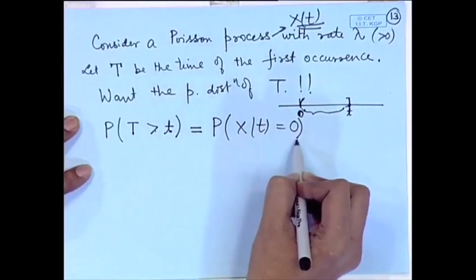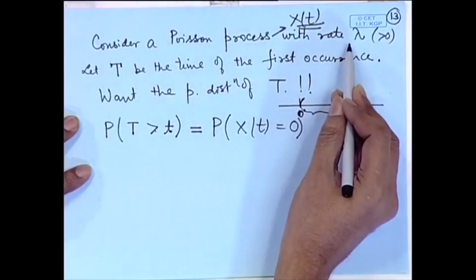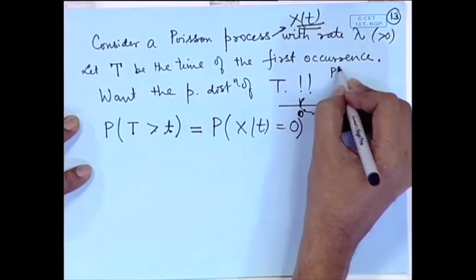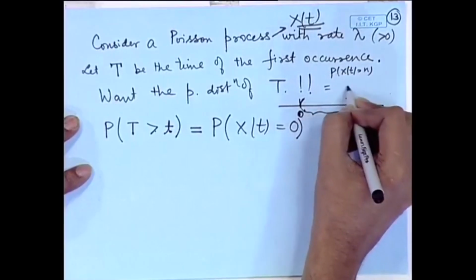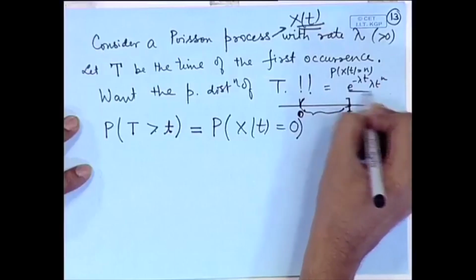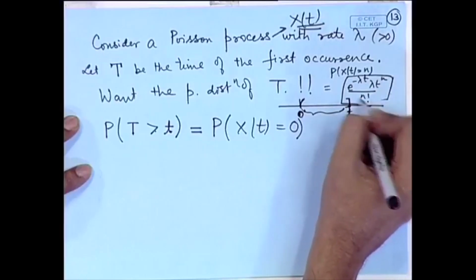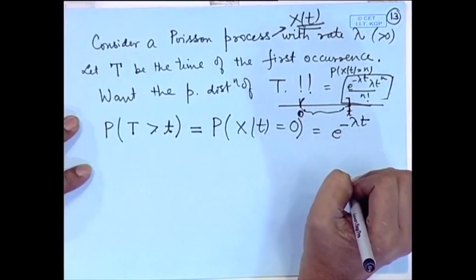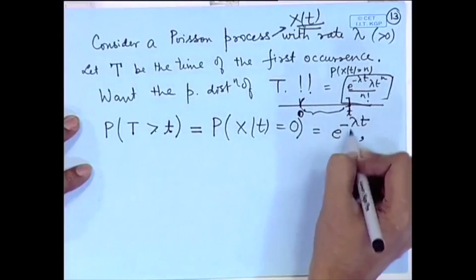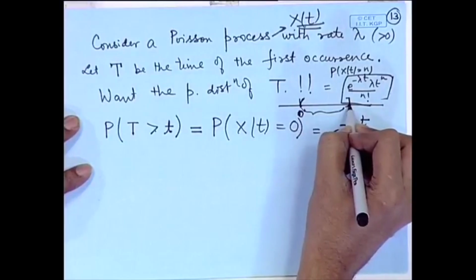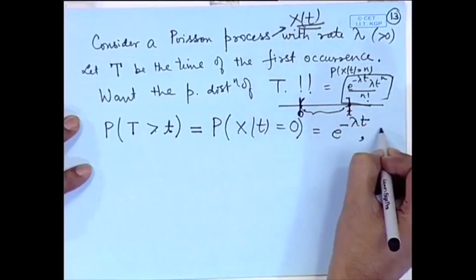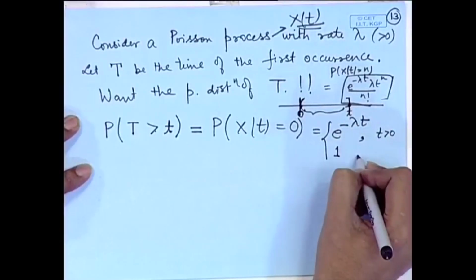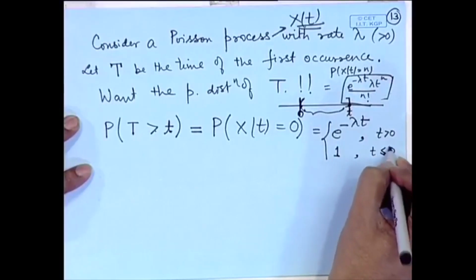However, the distribution of X(t) is assumed to be a Poisson distribution, because we have made the assumption here that it is a Poisson process with rate lambda. That means, probability X(t) is equal to n is e to the power minus lambda t, times (lambda t) to the power n by n factorial. So, here if I put n equal to 0, then this gives me e to the power minus lambda t. Of course, this statement is true for t greater than 0, because we are observing from a certain time onwards. The probability will be 1 if t is less than or equal to 0.